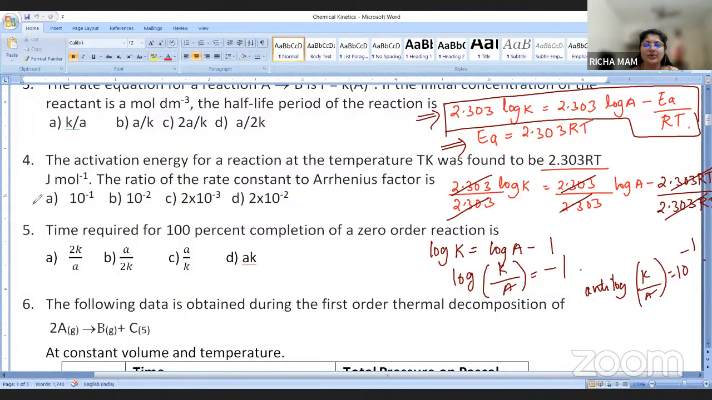So what we have got is 10 raised to minus 1. Option number A. Right? Option number A. Yes, Lubna has answered it correctly.